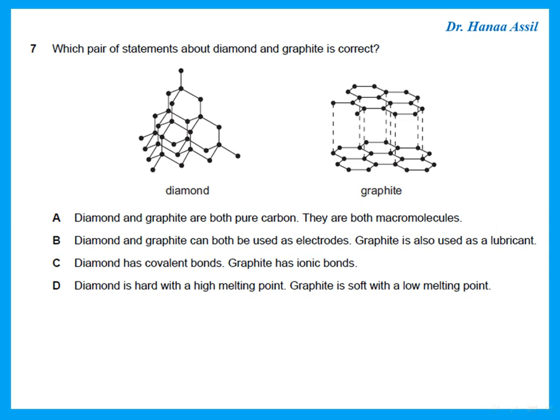Which pair of statements about diamond and graphite is correct? Well, you need to read all the statements from the beginning to the end, and the statement is correct only if all of it is correct. So, for example, A says diamond and graphite are both pure carbon. Yes, that is correct. Diamond and graphite are made of carbon.